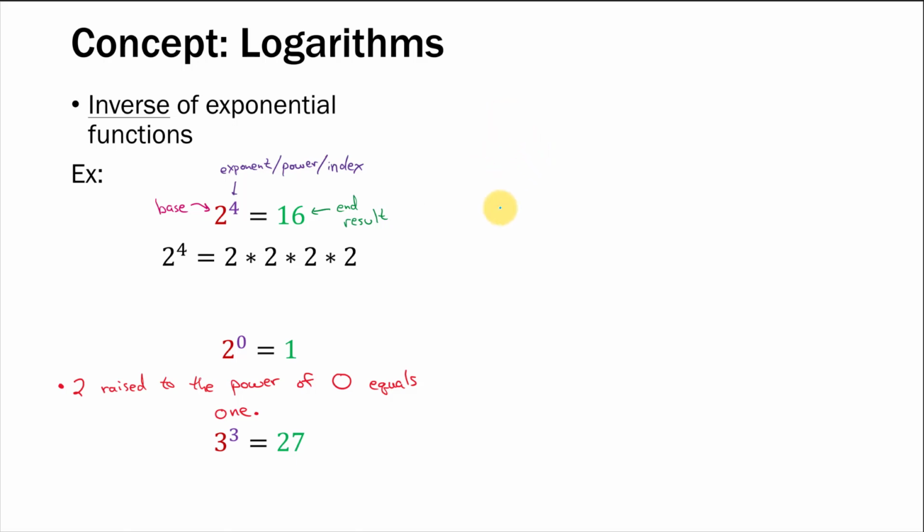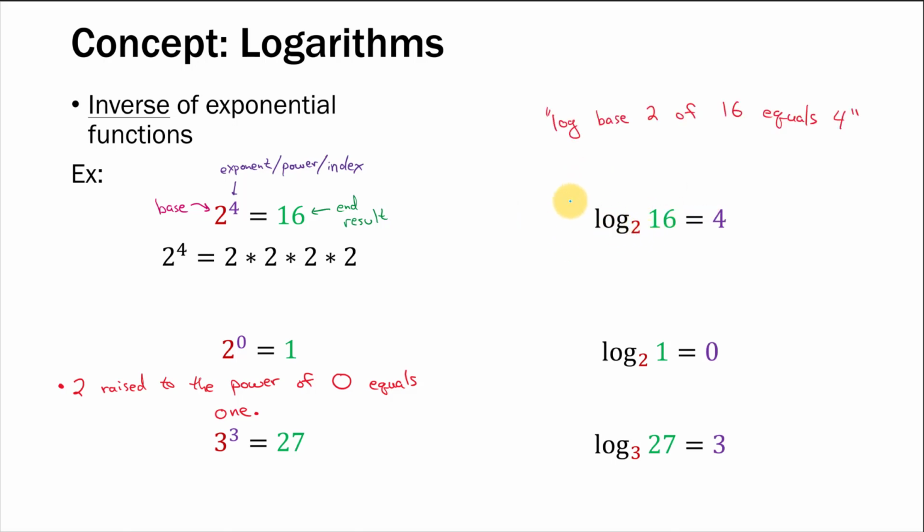So I'm going to put a few logarithmic expressions now up on the right-hand side, and we'll go through exactly what they mean. So I've got, let's see, how we say this, this first one. This is log base 2 of 16 equals 4. Log, we just call it log. We don't have to write out logarithms each time. So log base 2 of 16 equals 4.